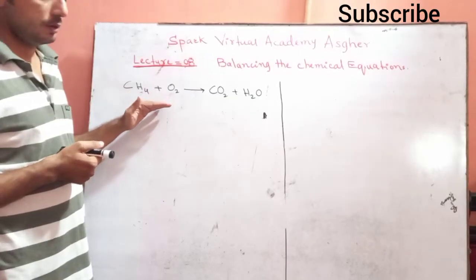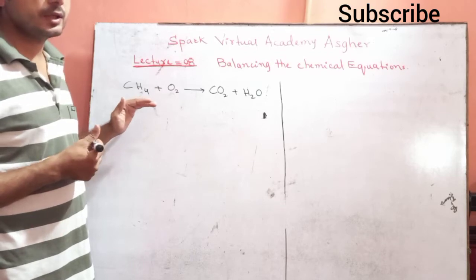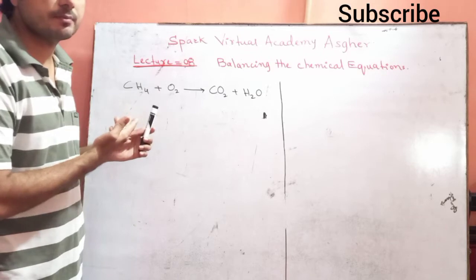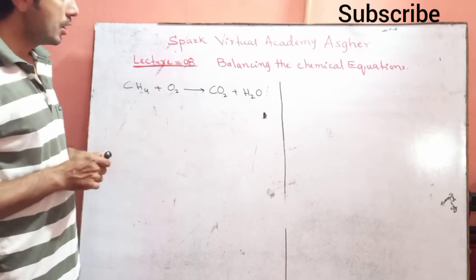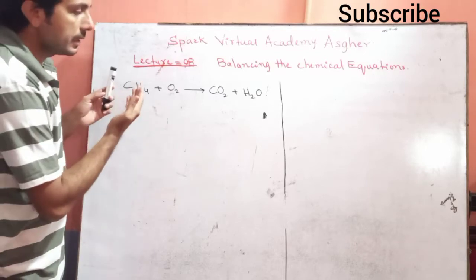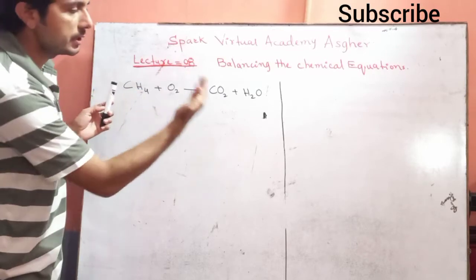Oxygen. When they both react with each other, carbon dioxide and water are formed. That is an example of a combustion reaction as well. So again, you have to count the number of elements on both sides, at the reactant side as well as at the product side.